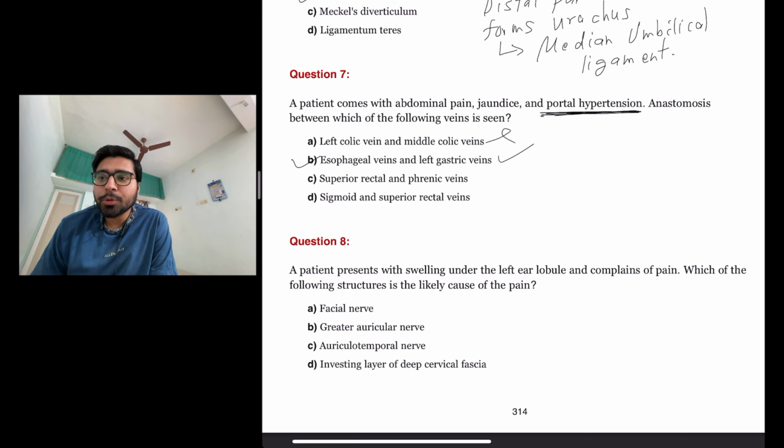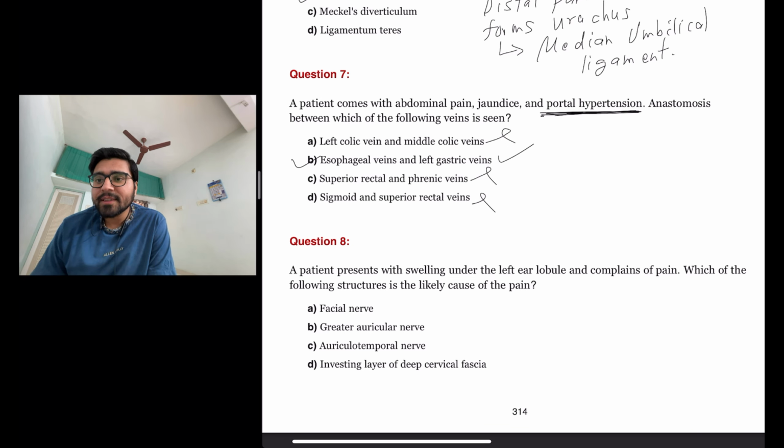The next option is superior rectal and phrenic vein. This type of anastomosis cannot be formed in portal hypertension. And then the last option is sigmoid and superior rectal veins. This is also a false statement because this kind of anastomosis is never seen in portal hypertension.